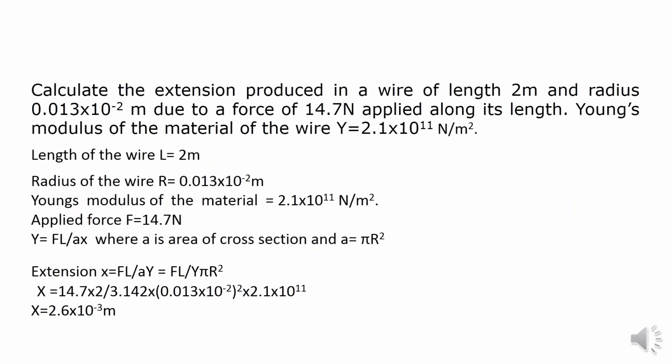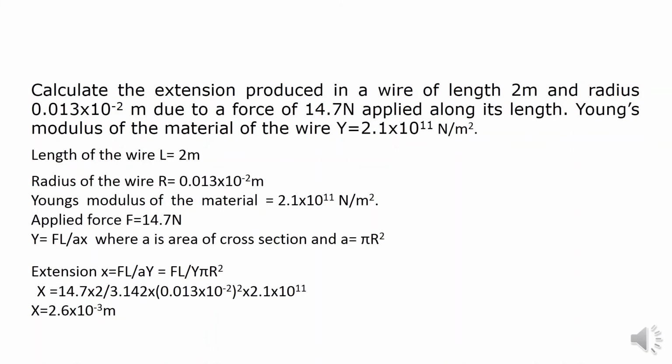Next problem. Calculate the extension produced in a wire of length 2 meter and radius 0.013 into 10 to the power minus 2 meter due to a force of 14.7 Newton applied along its length. Young's modulus of the material of the wire Y is equal to 2.1 into 10 to the power 11 Newton per meter square. Once again, in this problem, length of the wire capital L is given, radius of the wire capital R is given, Young's modulus of the material Y is given, applied force F is also given.